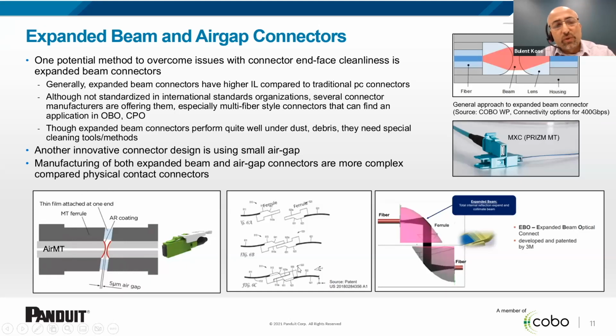So one issue with these types of expanded beam and air gap connectors is obviously they're complex connectors compared to physical contact. And so manufacturing could be a challenge because of their complexity, and also they could be more expensive compared to PC connectors.